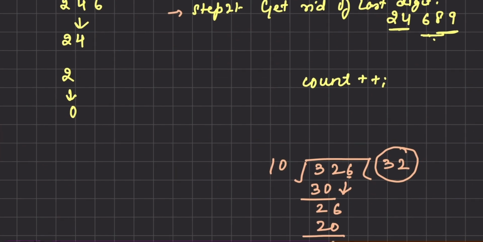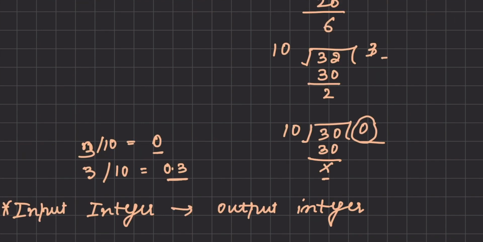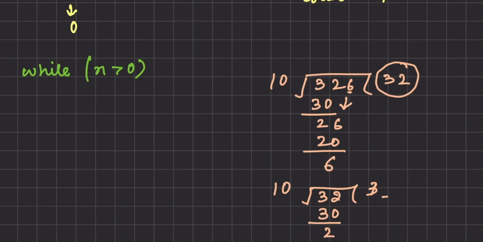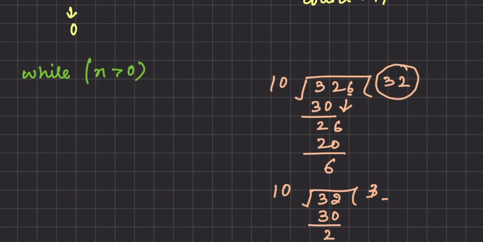In the pseudocode, you will see, first we should have a while loop. And what will be in the condition? The condition will be while n is greater than 0. In the last step, you can see that n becomes 0. And if n becomes 0, you have to stop counting the number of digits.